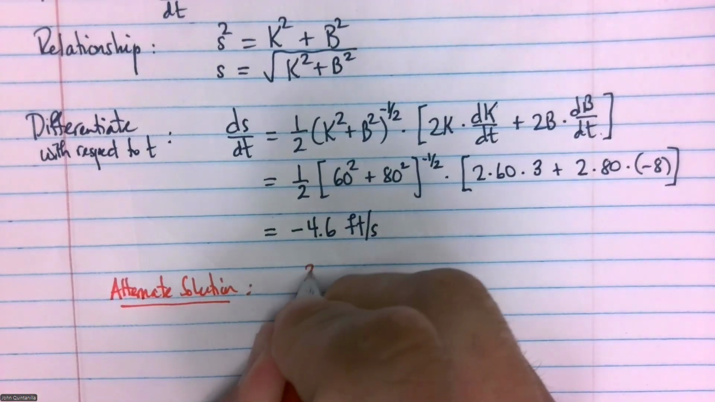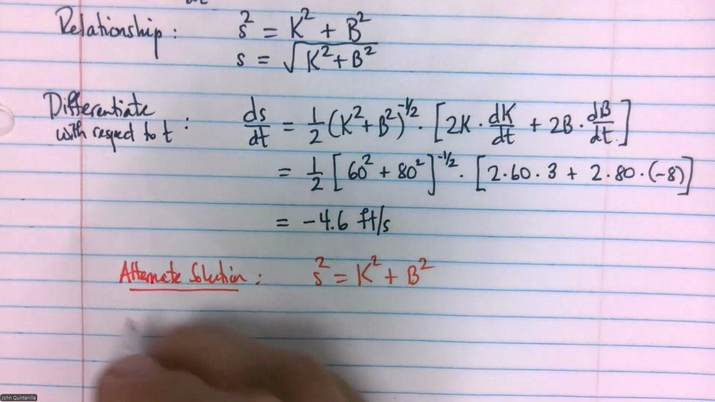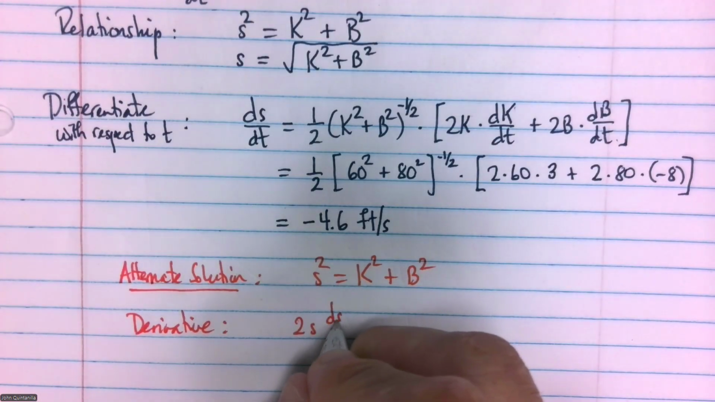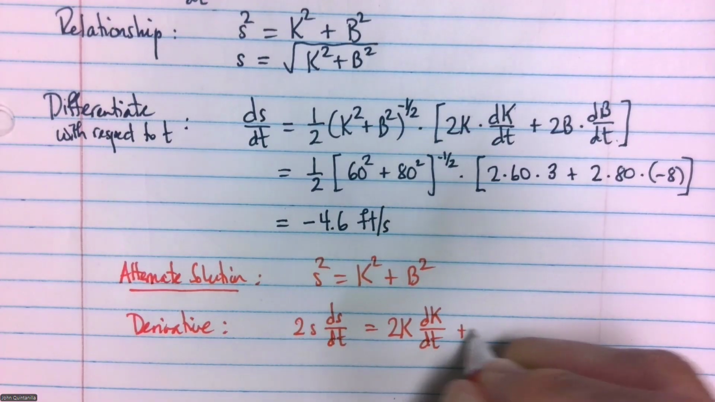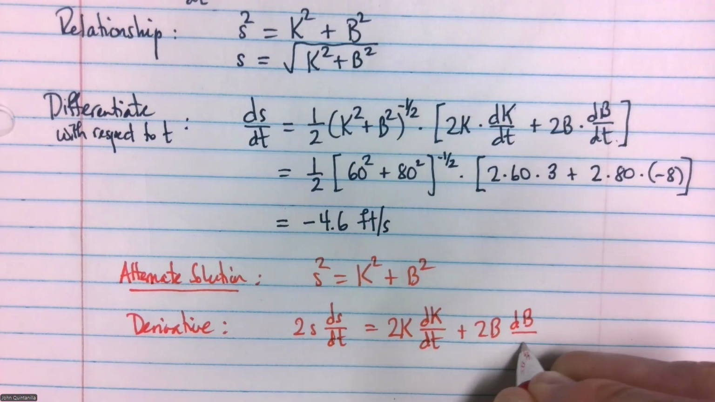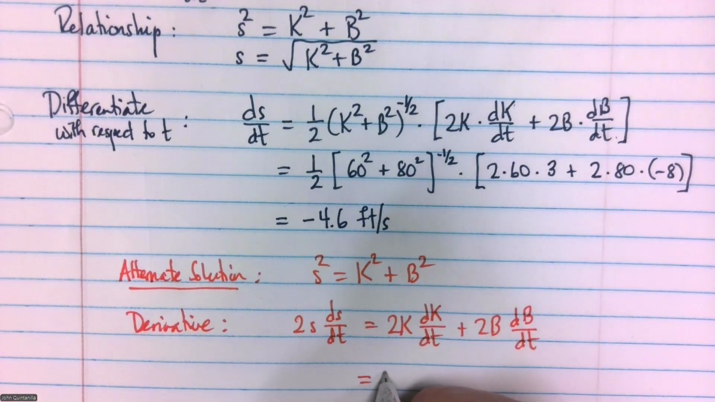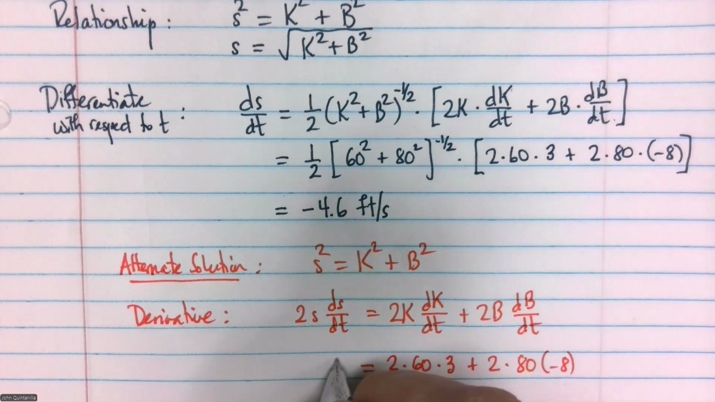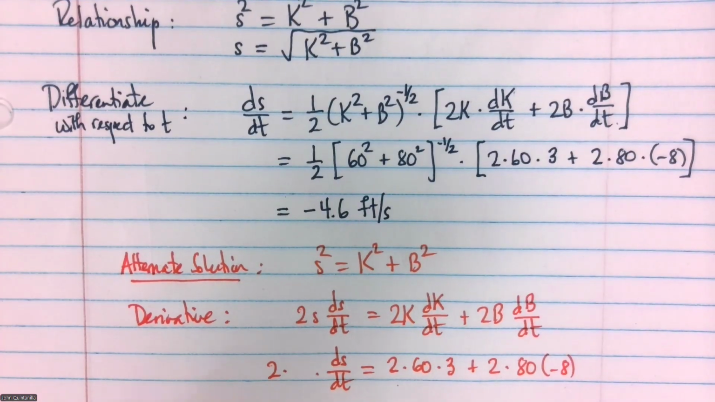Alternate solution would be to start with s squared is equal to k squared plus b squared. And then let's just go ahead and take the derivative. The derivative is going to be 2s times ds/dt is equal to 2k times dk/dt plus 2b times db/dt. All right, and so 2 times k, it's 2 times 60 times 3, then 2 times 80 times negative 8. That equals 2 times s times ds/dt.